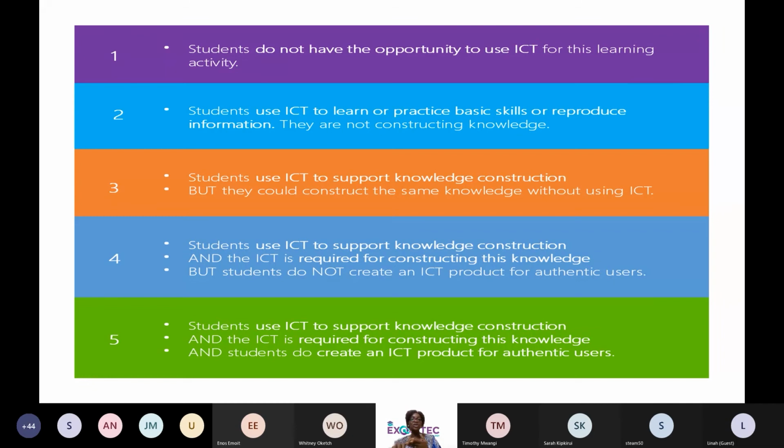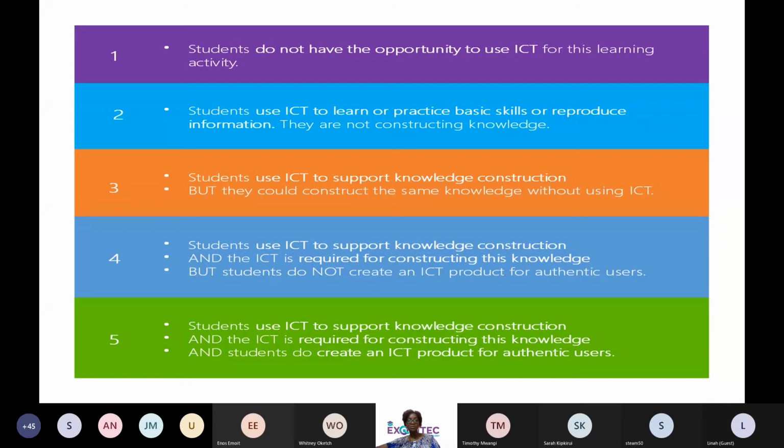That is the basics level. That is level 2. For instance, I am copying my notes online. I'm using OneNote to take notes. I'm practicing basic skills. I'm reading my content online. I'm using my mobile devices and all that. That is the basics level, and that is level 2. There's no construction of knowledge going on.